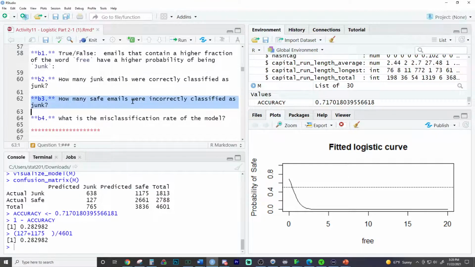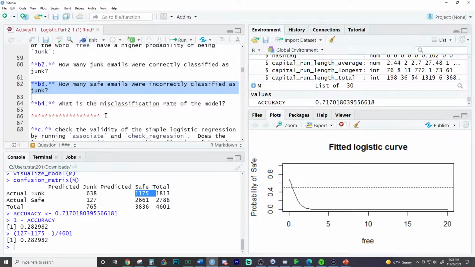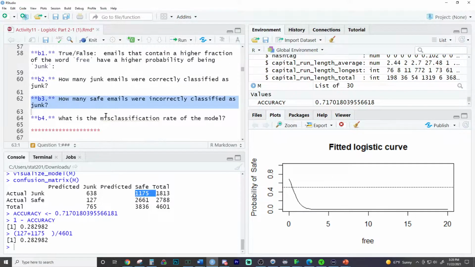How many safe emails were incorrectly classified? These are the actual safe emails, and the ones that are incorrectly classified as junk are these right here, 127 out of the 2,788. And we did get the misclassification rate, which would be these two numbers right here. We added them up, and we showed the other way by finding the accuracy, but this is the misclassification rate of the model. Let's do a pause right here.